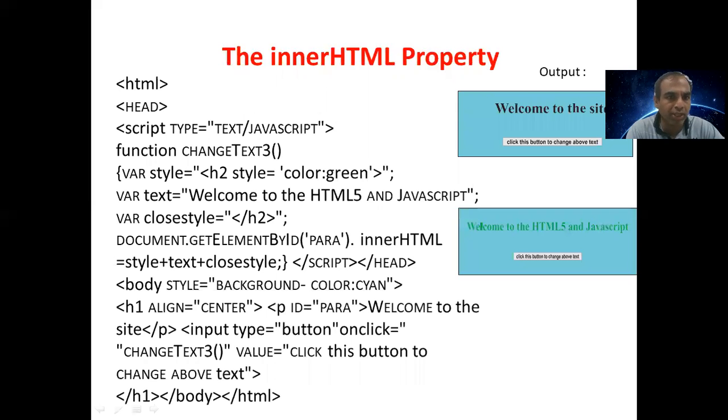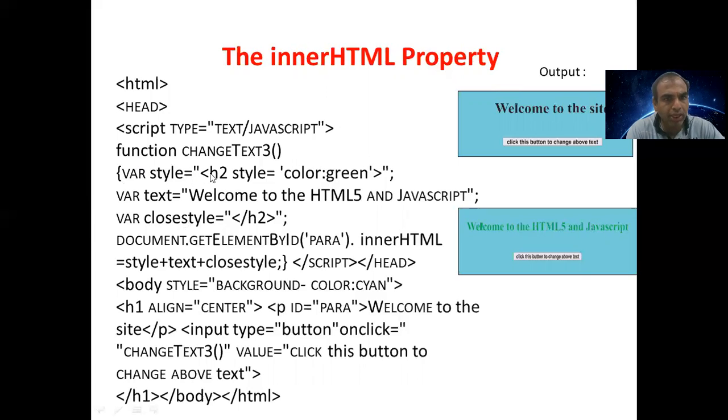So it shows the example over there. I will explain that example, please listen carefully. In the HTML head, declare the script. See, in the heading section they declare the script tag. They declare a function, whose name is changeText, open bracket. They use a user defined method. Okay, they declare 3 variables over there: style, text, close style.